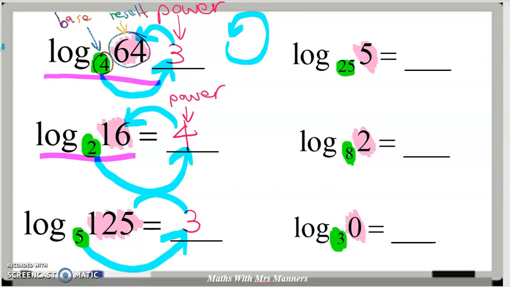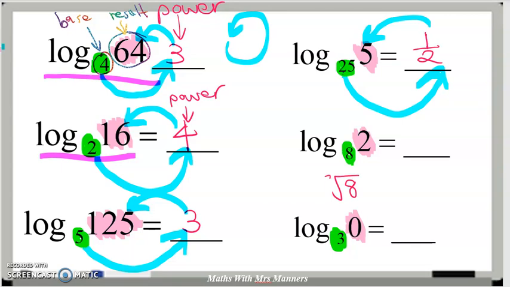5 cubed is 125. To go from 25 to 5, that's actually square rooting, and square root is the power of a half. 25 to the half is 5. To go from 8 to a result of 2, that's actually the same as cube rooting 8. And hopefully you remember that the cube root is the power of a third. 8 to the 1/3 is 2.